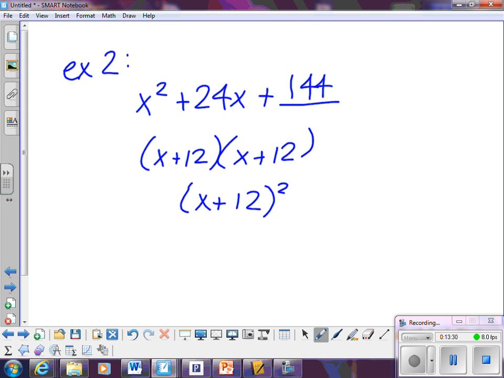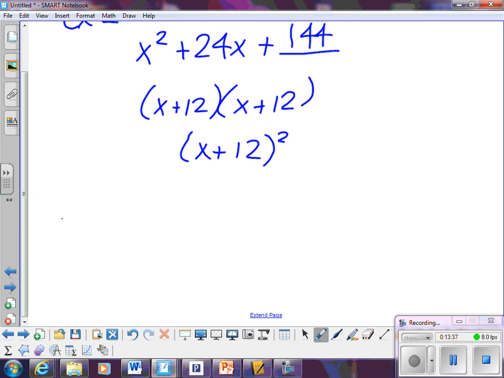Pretty simple when it's an even number, right? You can half an even number really easily, can't you, and then square it. So the next example, we're going to talk about what happens when it's not an even number.